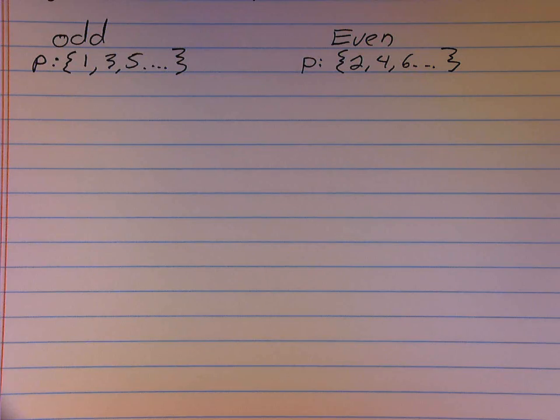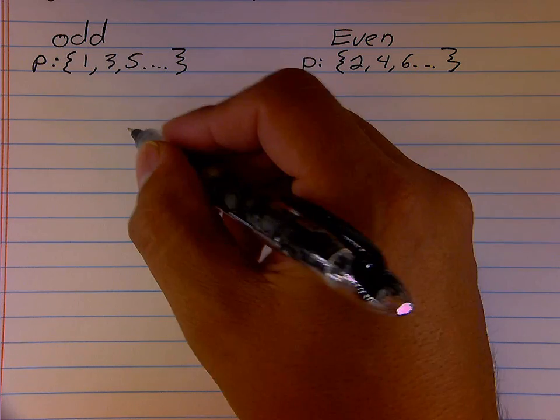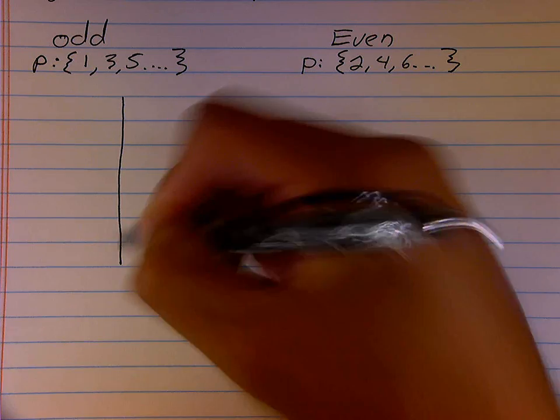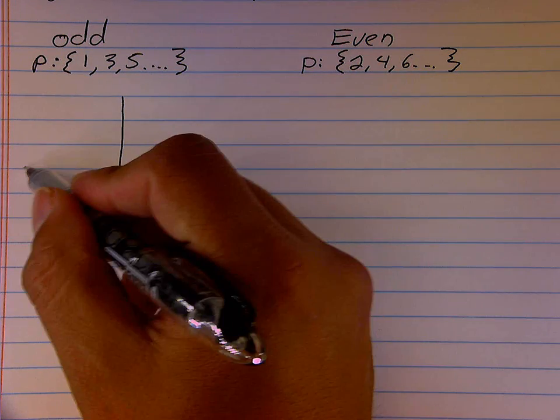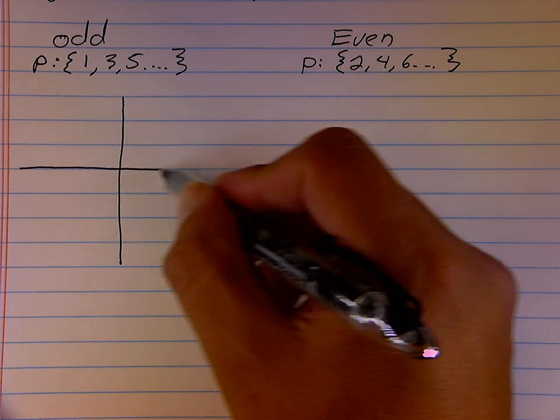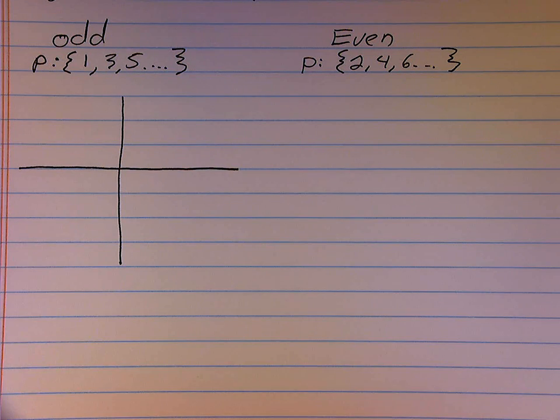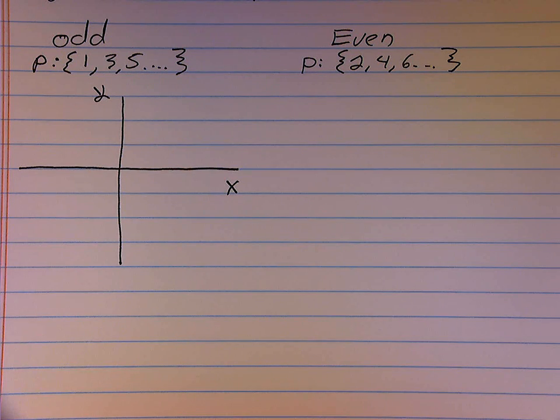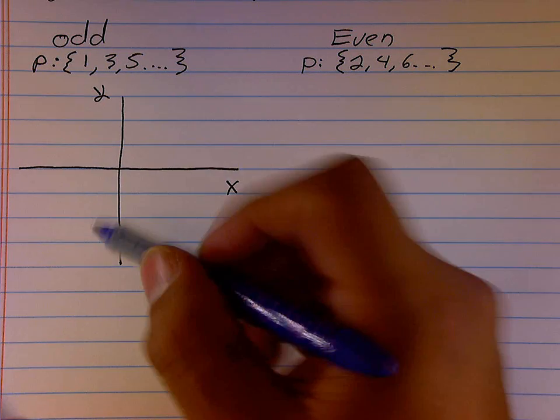I'm going to start off by graphing some odd power functions where my constant of proportionality is 1. The first and most basic one will be y equals x.